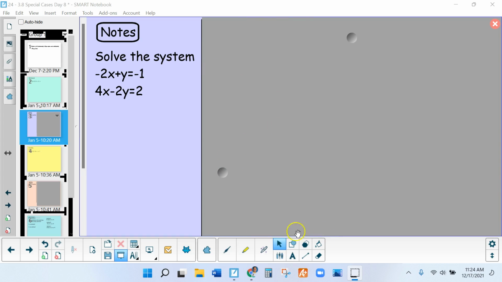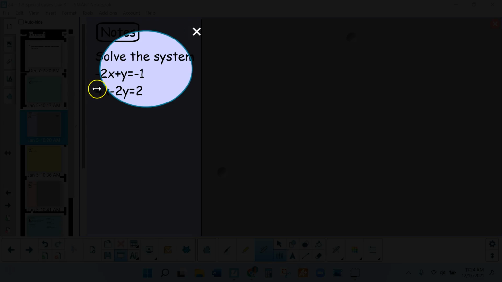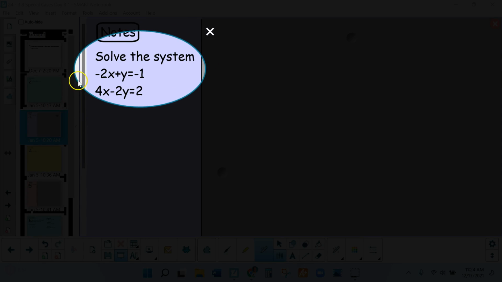All right, so can you guys please copy this in your notes for me? You guys just go ahead and copy this problem right down here in your notes. So we're going to solve the system. And the first few steps are a review of what we've been doing for a few lessons already. Let's give you a second to copy that down.